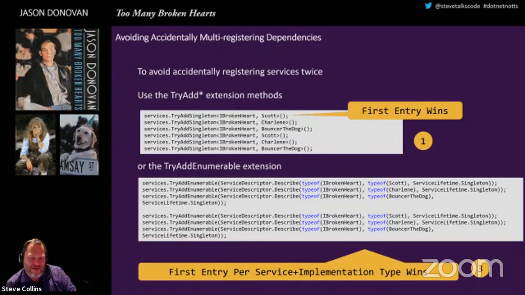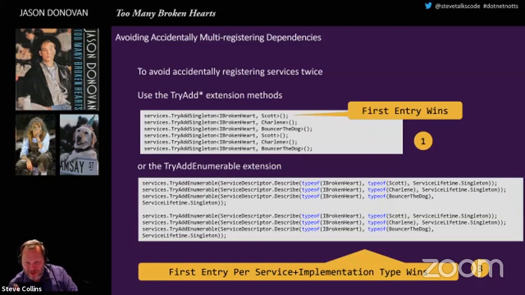if you're worried about accidentally registering things multiple times, how do you get around it? This is a particular concern if you're writing a library that you're going to share with other people, either within your organization or externally as a NuGet package, because the last thing you want to do is cause mayhem with other people's code. So there's two ways you can go about it with the extension methods. There's a try-add extension where you can say, I'm going to register against a particular service type.